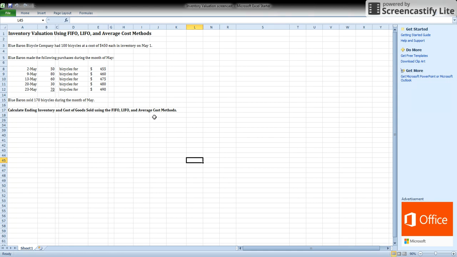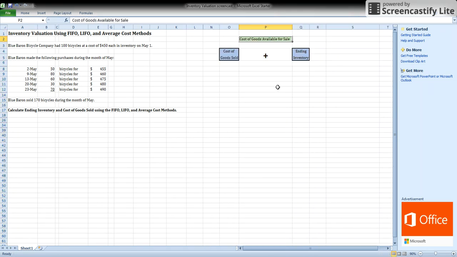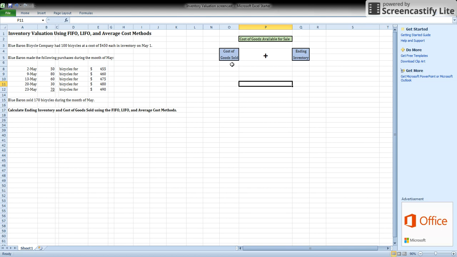Well, first we need to think about what kind of information we need to calculate cost of goods sold and ending inventory. And what we will need for that is our cost of goods available for sale. Everything that we have available for sale either has to be sold and it ends up in cost of goods sold, or it's not sold and it stays in ending inventory. So if we're going to calculate ending inventory and cost of goods sold, what we need to know is the cost of our goods that are available for sale.